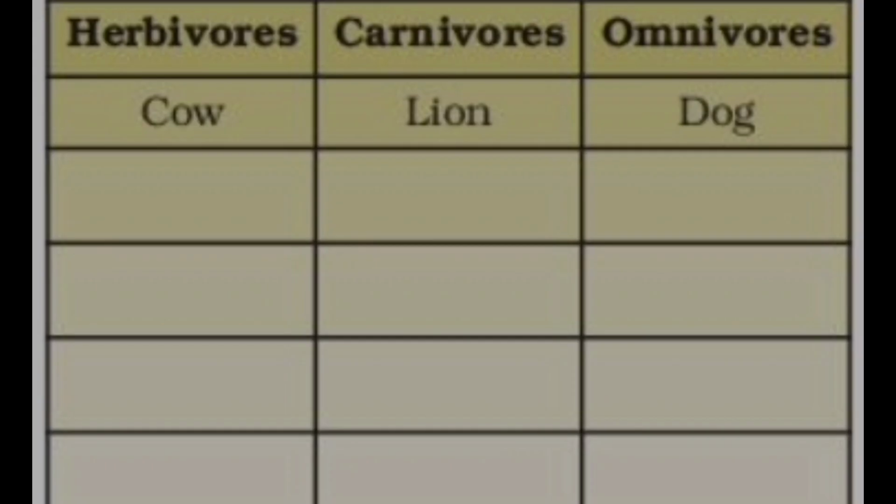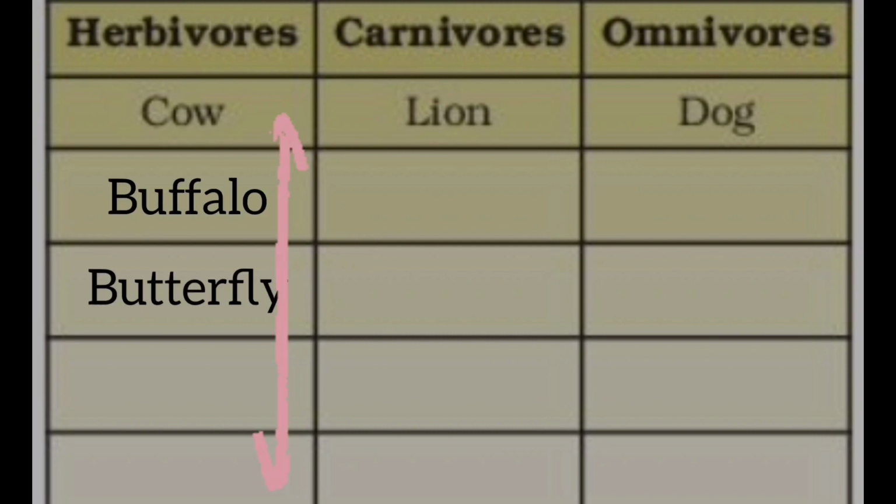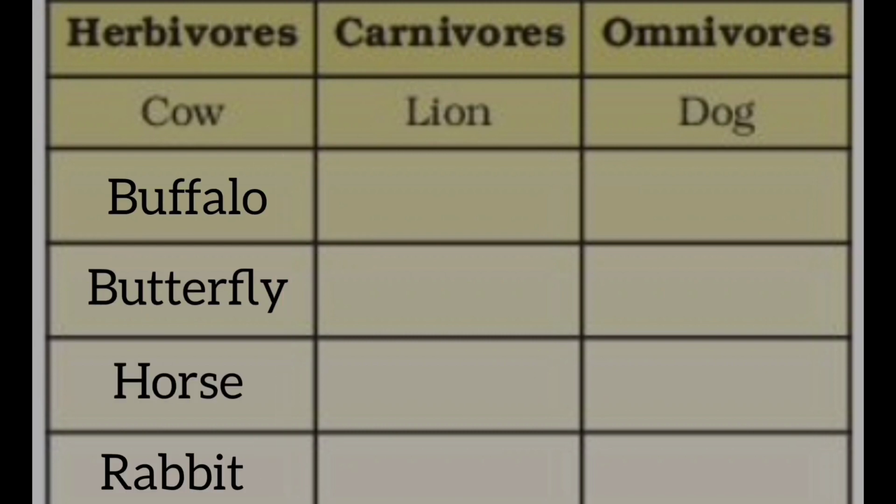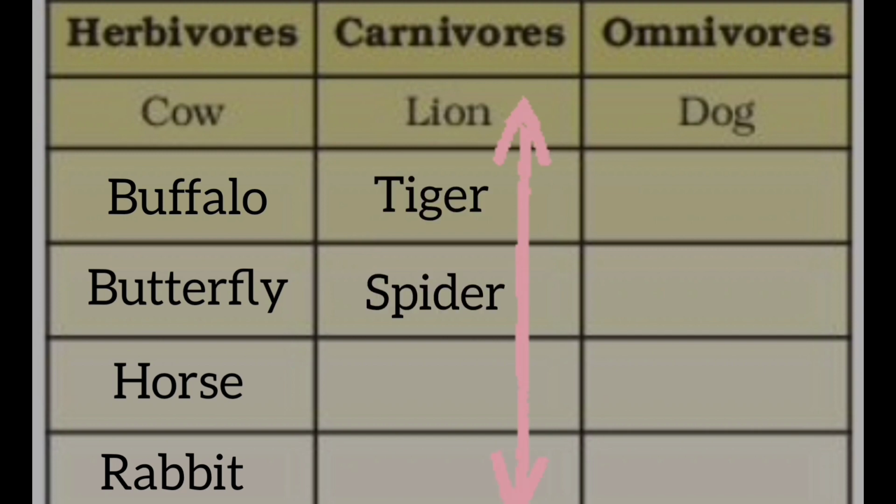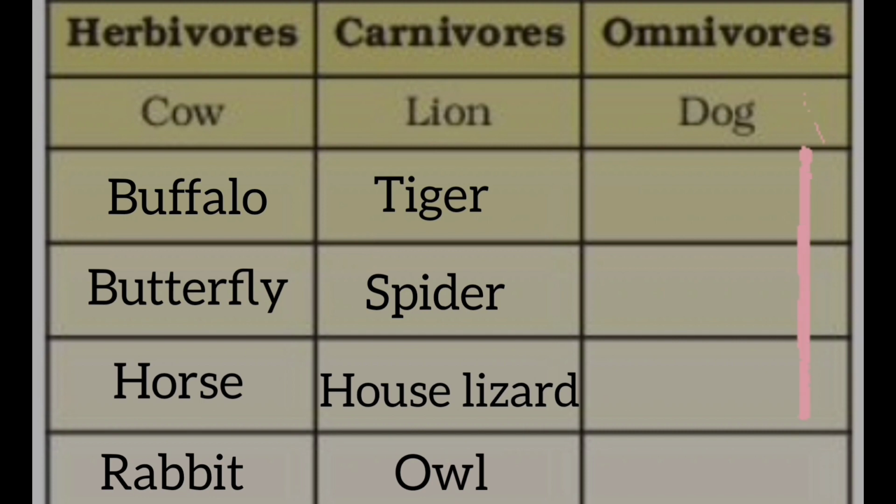Table 1.6. Column 1 herbivorous. Column 2 carnivorous. Column 3 omnivorous. Names of some herbivorous organisms are cow, buffalo, butterfly, horse and rabbit. Names of some carnivorous organisms are lion, tiger, spider, house lizard and owl. Names of some omnivorous organisms are dog, human beings, crow, bear and rat.